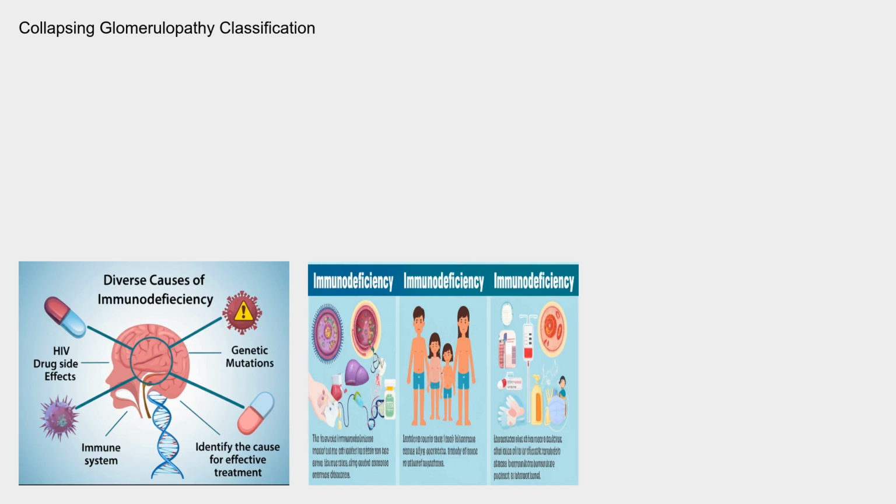While collapsing glomerulopathy isn't strictly divided into distinct types, it's often classified based on its underlying cause. We differentiate between HIV-associated collapsing glomerulopathy, drug-induced collapsing glomerulopathy, and collapsing glomerulopathy related to genetic mutations. Recognizing the underlying cause is important because it can influence treatment strategies.